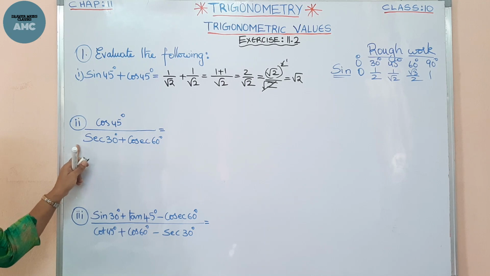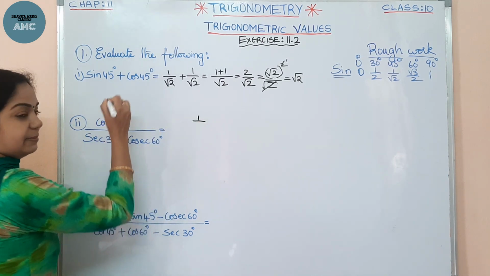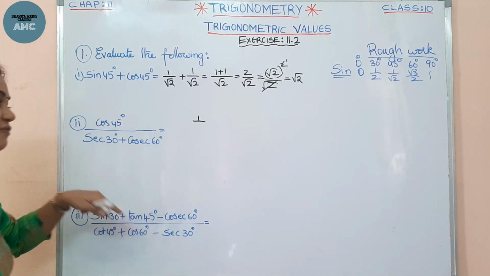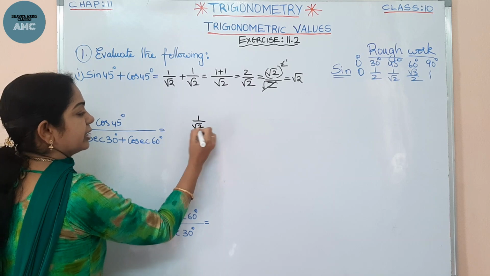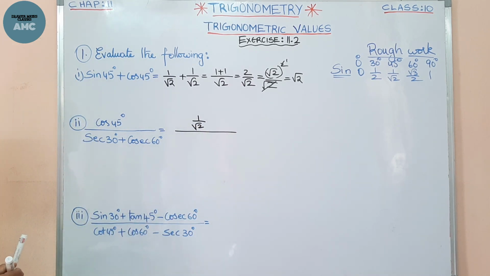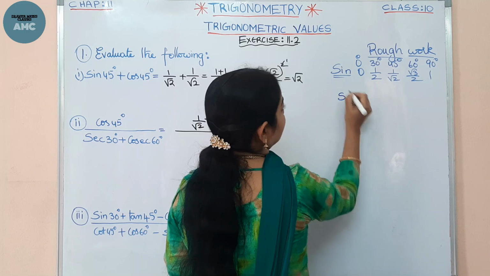Now coming to the second one, here cos 45 is complementary to sine. I am bringing this to sine function. Cos 45 is sine 45. Sine 45 I know is 1 by root 2, right? Now here secant 30. I don't know the value of secant 30. Okay. Now secant 30 is here. This is all the rough part.